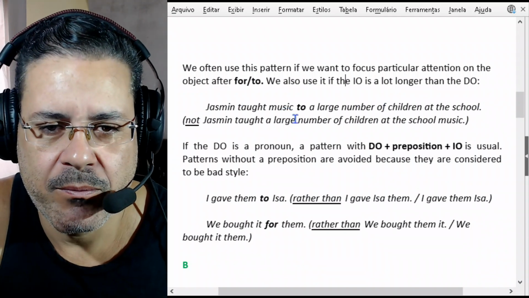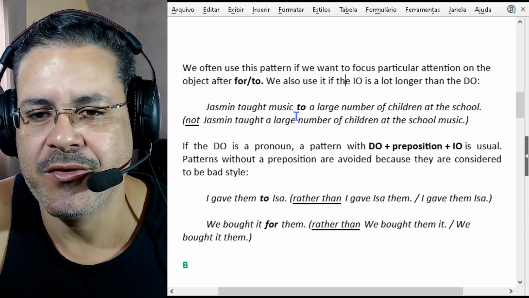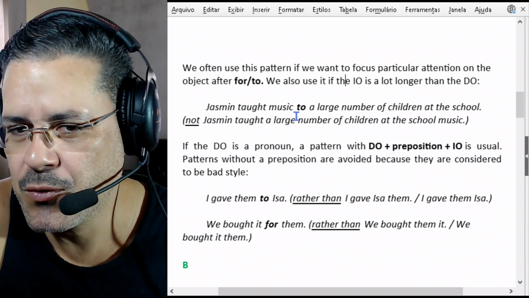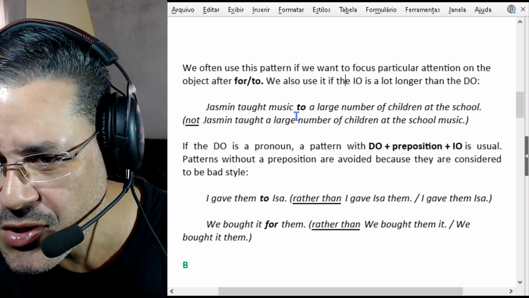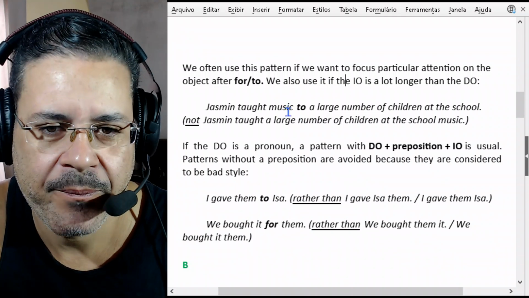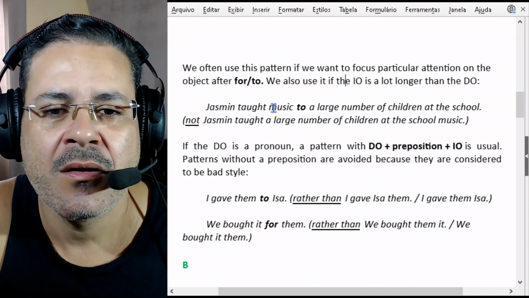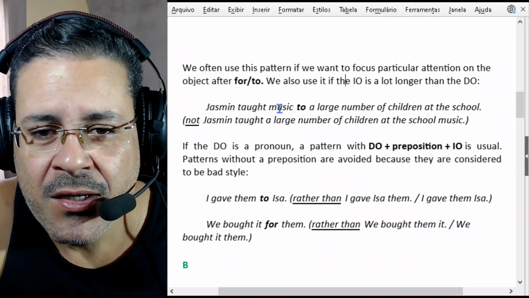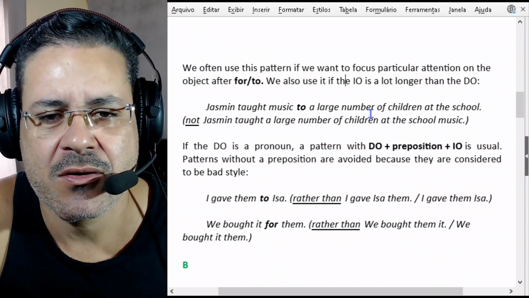Jasmine taught music to a large number of children at the school. Jasmine taught what to a large number of children at the school? Music. Jasmine taught music to what? To a large number of children at the school.